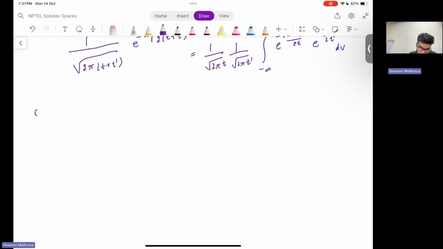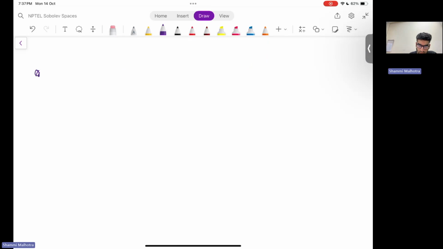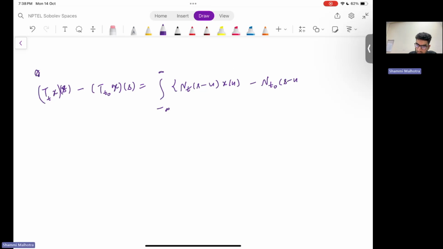Finally, we have to prove the continuity property, basically the strong continuity property. I will try to prove something more general, and we can take t naught to be 0 here. So T_t x minus T_t naught x at s is nothing but the integral from minus infinity to infinity of n_t(s minus u) x(u) minus n_t naught(s minus u) x(u) du.